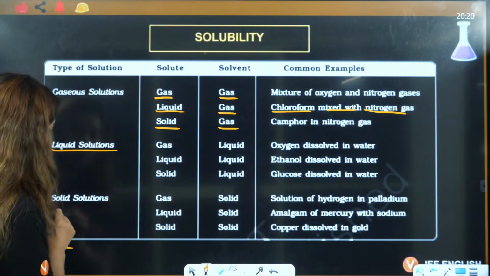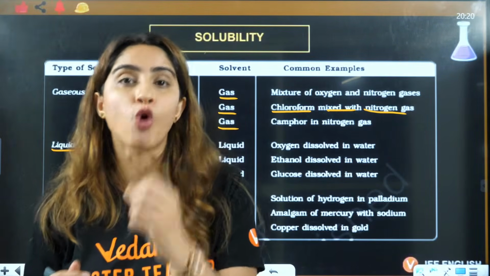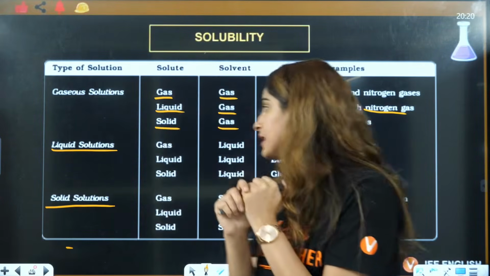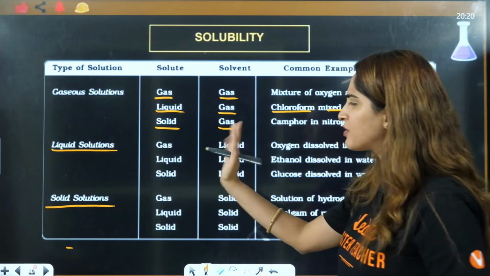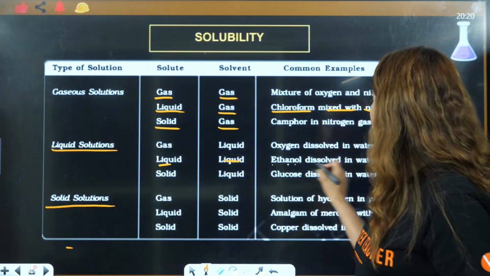Now, next is solid solutions. When you have solid as the solvent, right? So now you have solid as the solvent. Can you imagine anything here? We have not discussed it in detail, so this is very simple here. Liquid in liquid, anything you add, right? So this is ethanol dissolved in water.